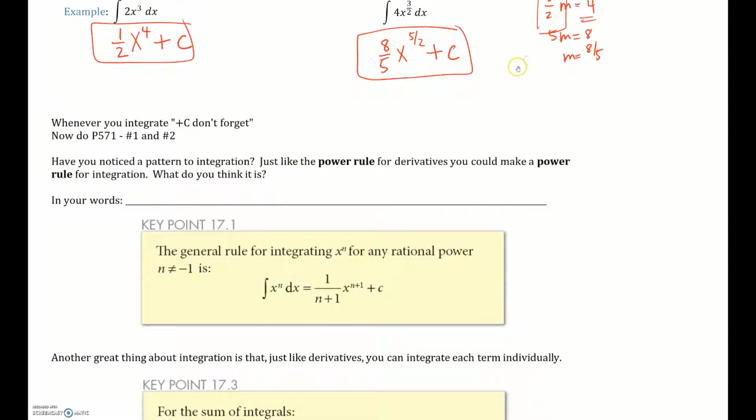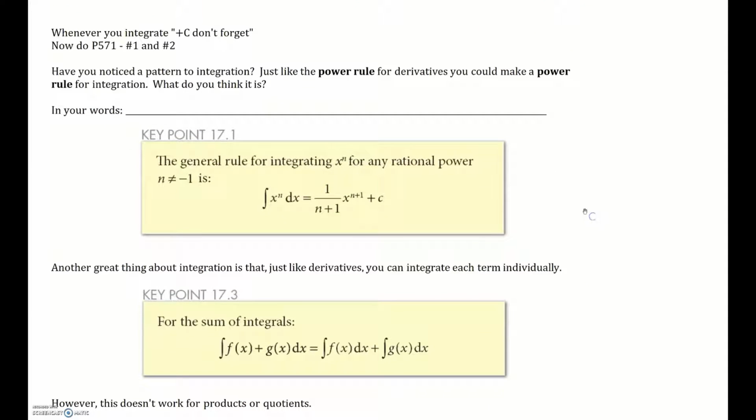There we go. It says, all right, are you noticing a pattern? I keep pretending like I'm going up a power and trying to figure out what I'm multiplying by, and maybe we should find a better way for this. So have you noticed a pattern for the power rule? There's a power rule for integration, right? And have you noticed one yet? I kind of feel like I have.